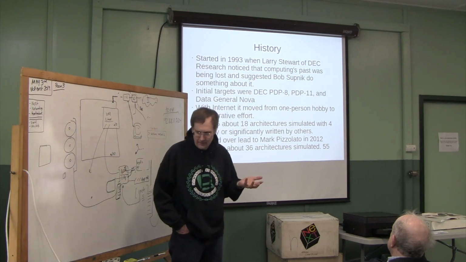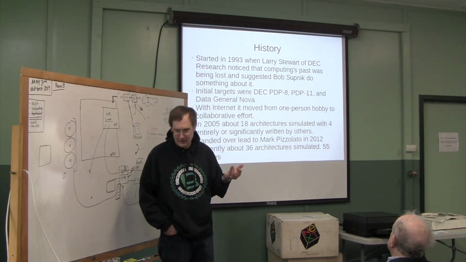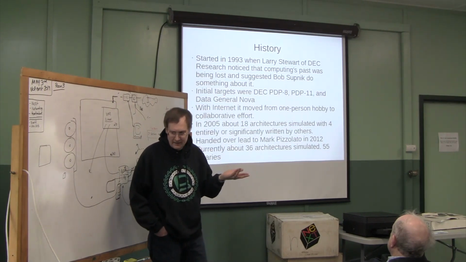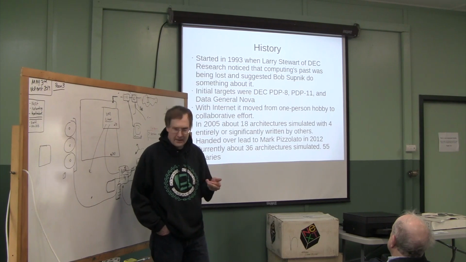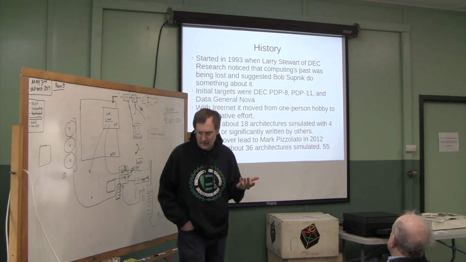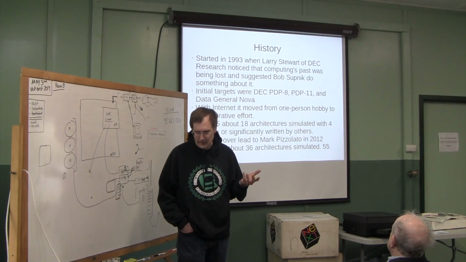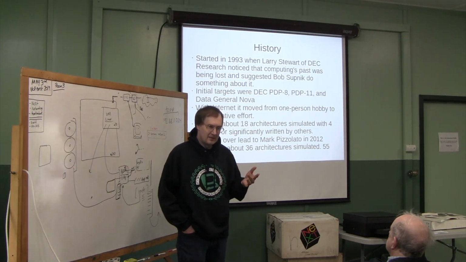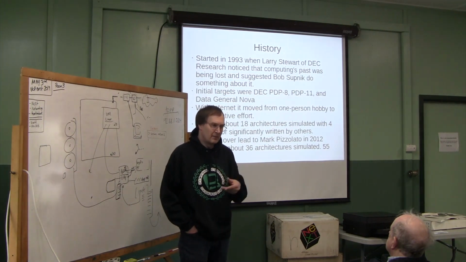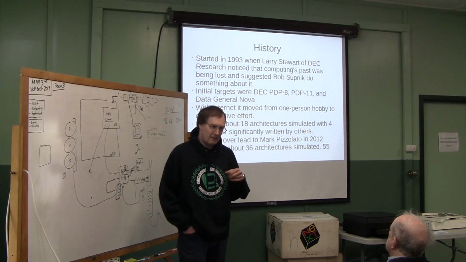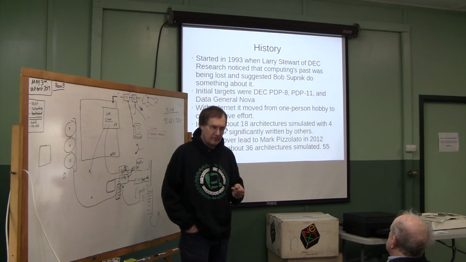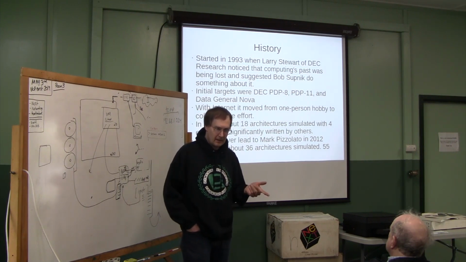With the internet, it moved from a one-person hobby thing to a collaborative effort. And in 2005, there were about 18 architectures simulated, with 4 of them done by someone other than Bob Supnick. Currently, there are about 36 architectures simulated, and I counted about 55 binaries when I made the slide, since some of the architectures support different models, and sometimes they do it by generating a different binary. Sometimes you do it by a command to set the model when you run the emulator.